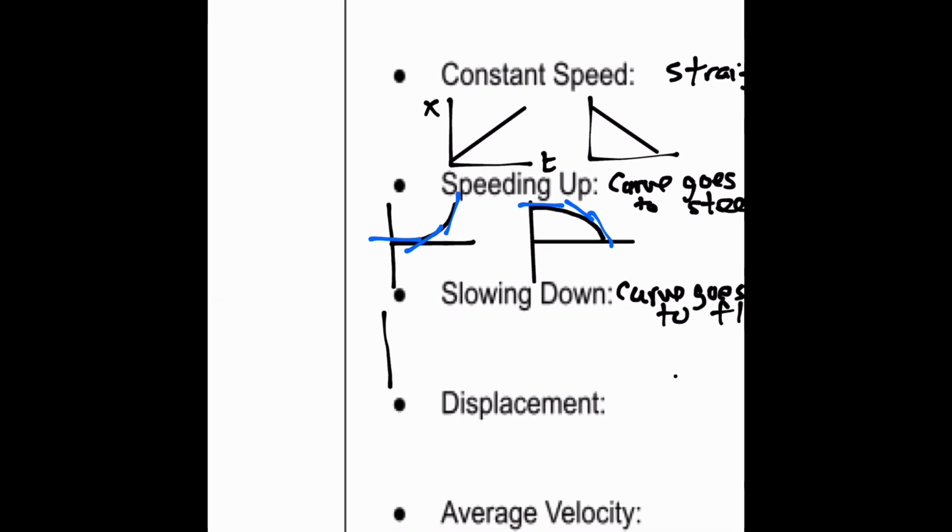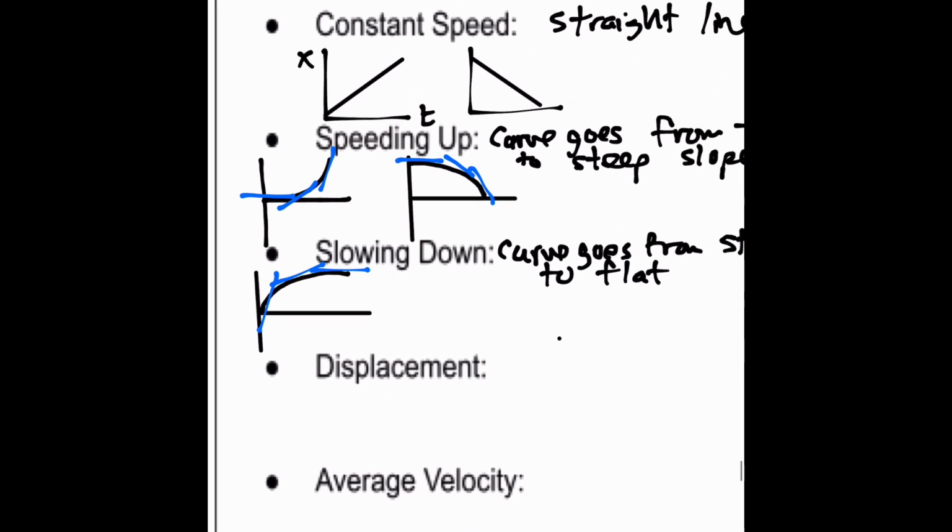Slowing down is just the opposite. Now the curve goes from steep to flat. So that might look like a couple of these. Could go like that. That's showing you steep slope, but the slope is getting flatter over time, meaning the velocity is slowing down over time. Could look like this. Notice how we're starting steep. It's a negative steep, but it's still steep, and it's getting flatter over time.